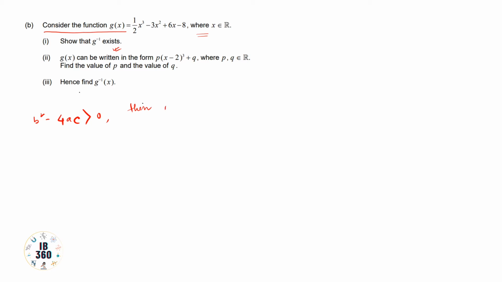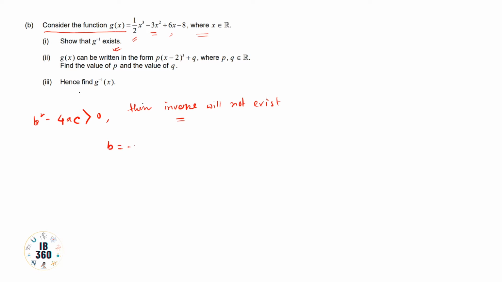If b square minus 4ac is greater than 0, then the inverse will not exist. So obviously we will check b square minus 4ac here and tell whether the inverse will exist or not. It is also a very easy problem, but you just need to know the basic parts that have already been discussed. So here, as you can see, b is given in this equation, a is here and c is here, so we will apply all these values.